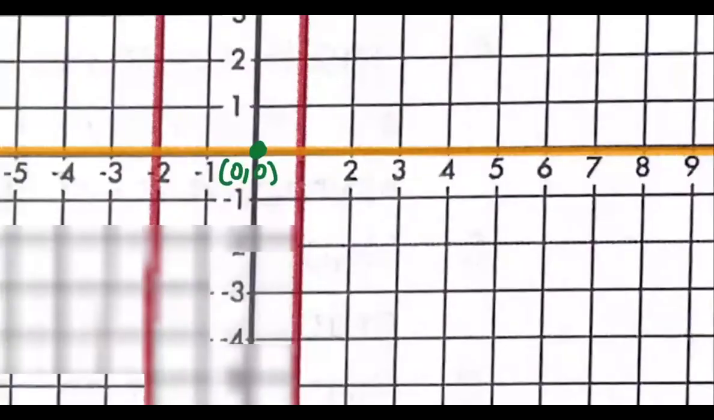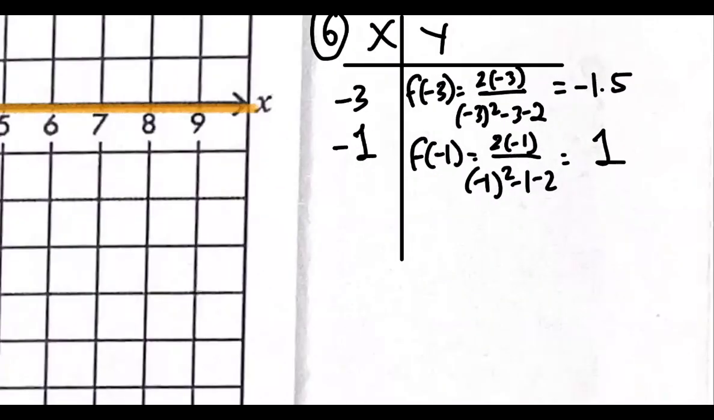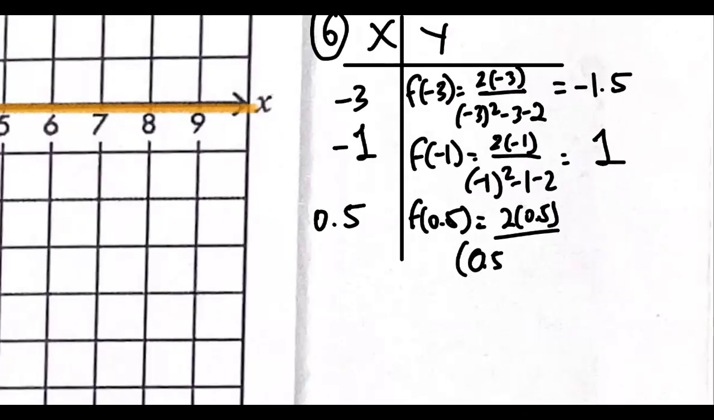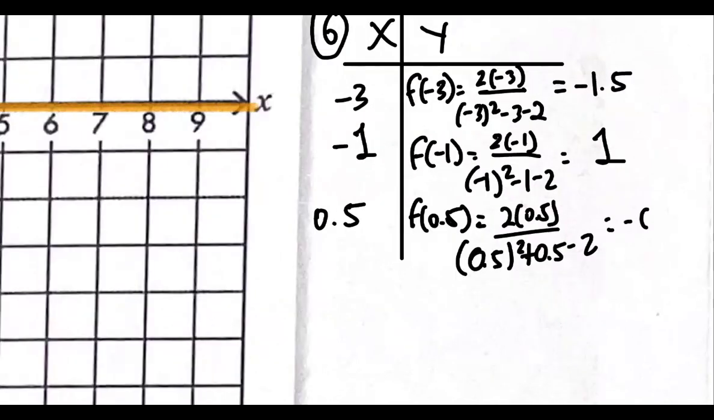Then we're going to plot the coordinate between 0, 0 and 1, 1. So in this case, it would be 0.5. So f of 0.5 is equal to 2 times 0.5 over 0.5 squared plus 0.5 minus 2. When you do the whole math for it, you will get -0.8.